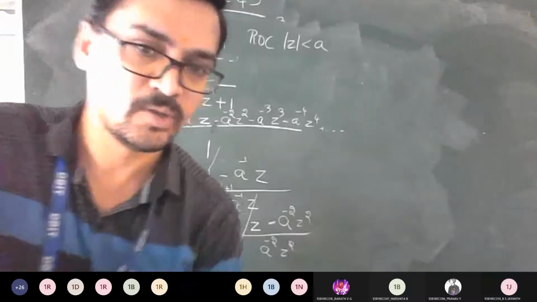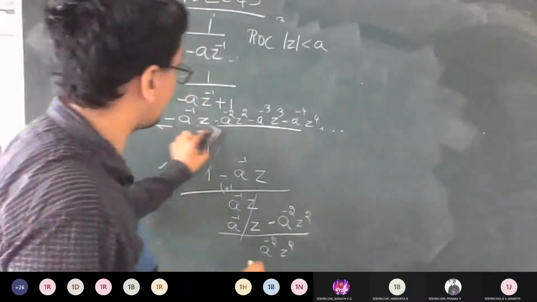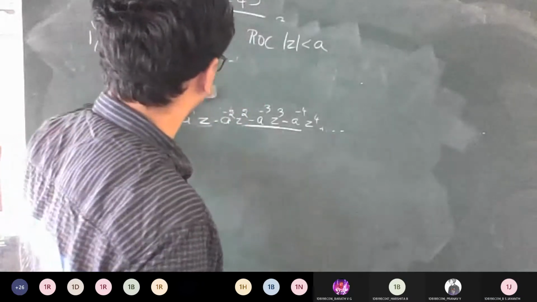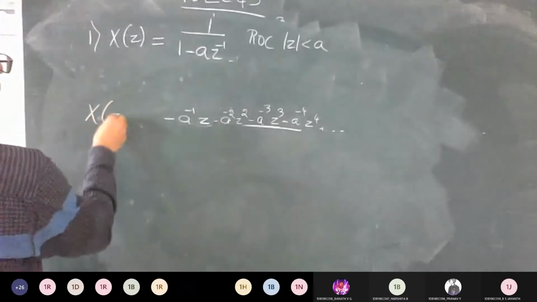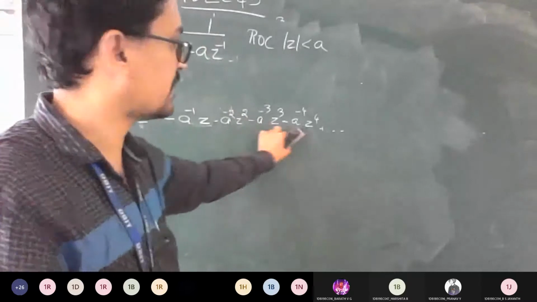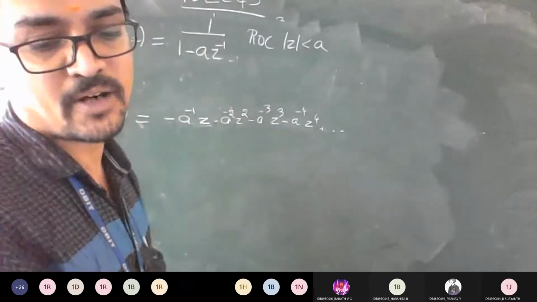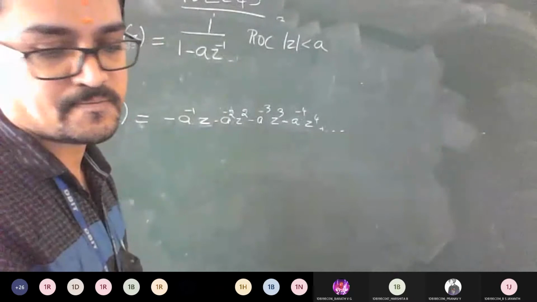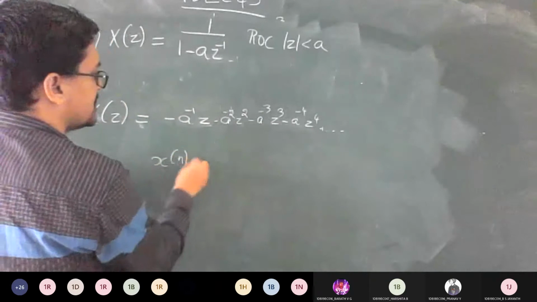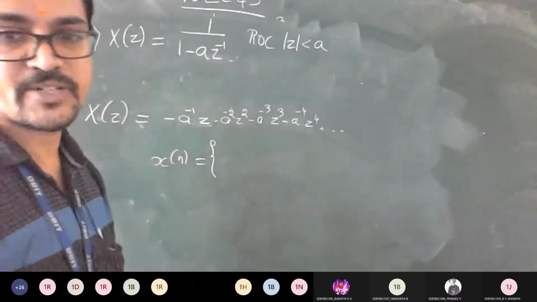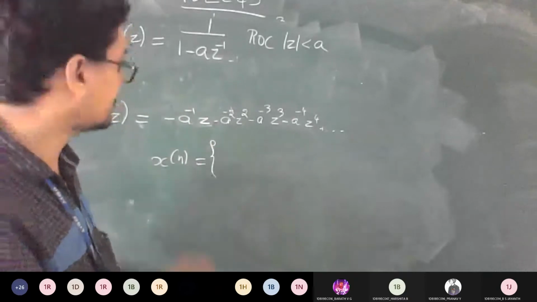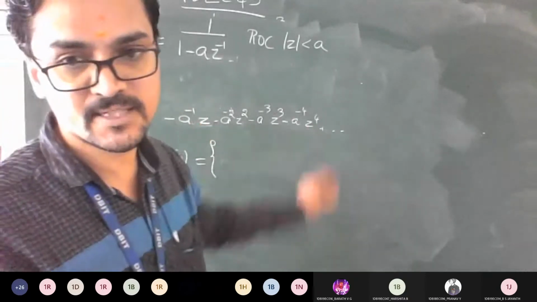Yes, sir. So after this long division, what is the answer, guys? This is the answer. So you can write x of z is equal to 1 by 1 minus a inverse z, whatever they have given. So we got this as the long division answer. The ultimate thing is that I need to get my x of n. So what is x of n here? What are the coefficients you can take? So will coefficient a power minus 1 come first or a power minus 4 come first?